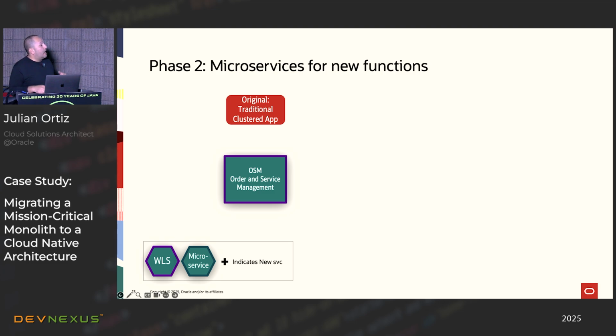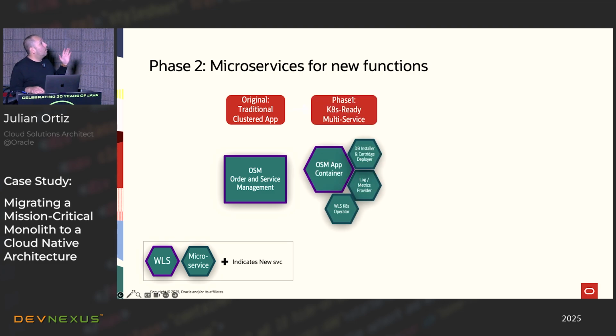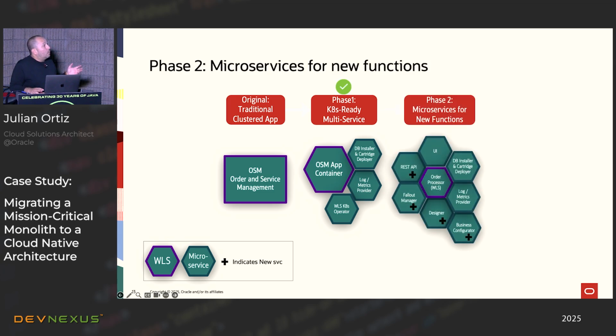So now that we had phase one completed and we had it on Kubernetes, we ended up with this sort of mix of OSM, the monolithic application in a container, with just the minimum set of microservices: logging and the operator and some installers and a characteristic deployer. But we were ready to go with phase two. Phase two is just building those microservices, new functions around it.